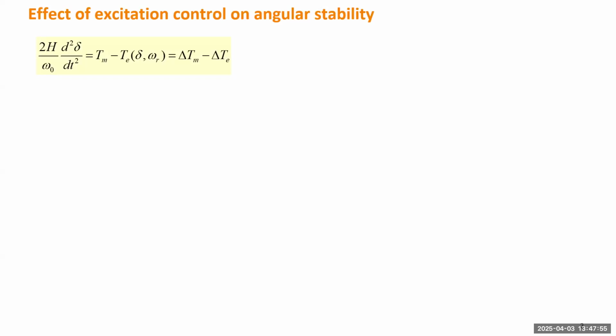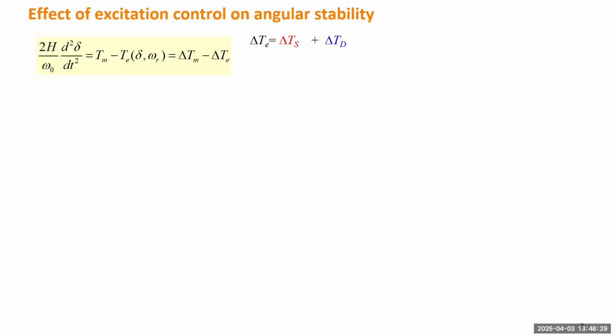Let's first talk about what effect excitation control can have on the angular stability of a generator or a power system. So this is the swing equation. It's based on just Newton's second law. The right-hand side will be the difference between the mechanical torque and electric torque. And the variation of electric torque has two components. The first component we call delta TS, the second delta TD.